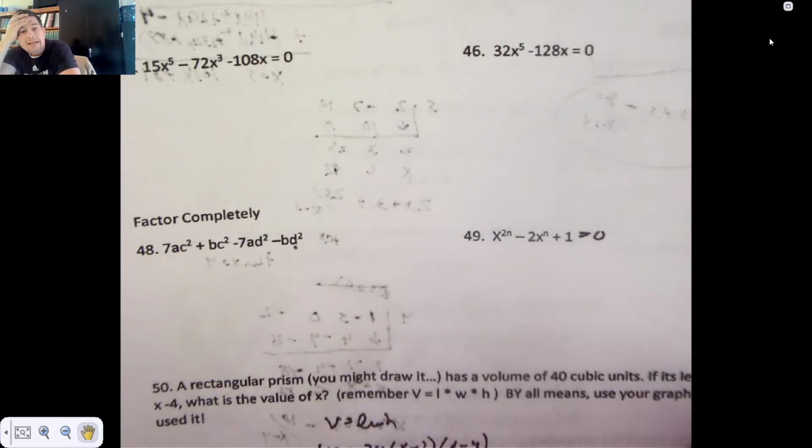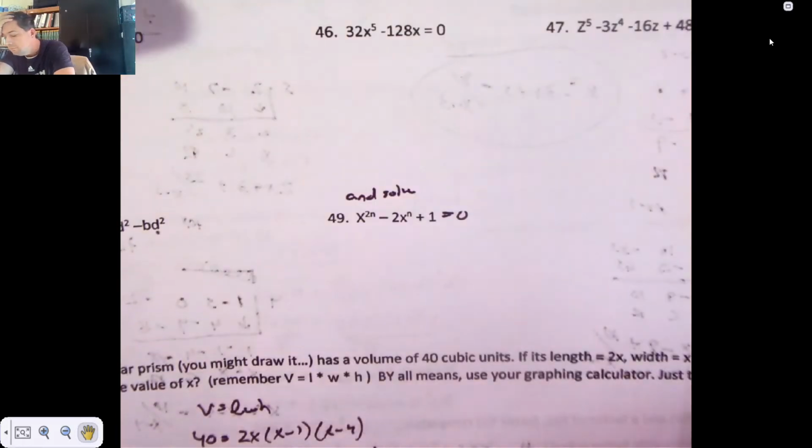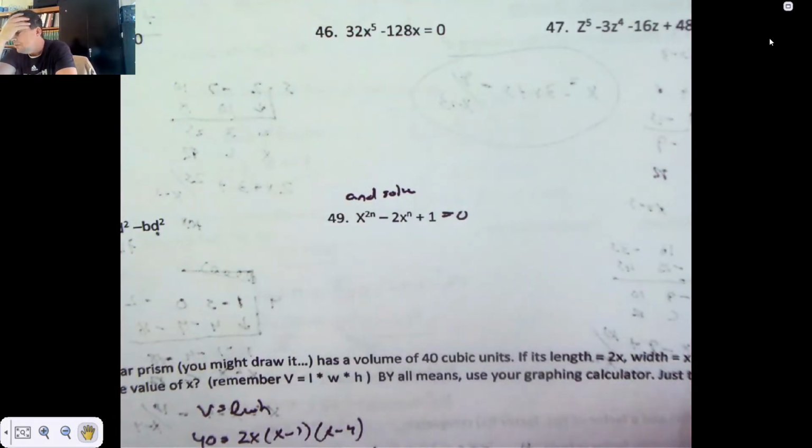So 49, let's make it factor completely and solve, because it's solvable. Even if you don't know anything yet, it's still solvable. There's a couple ways of teaching this. Some teachers teach this using what's called the U method of substitution, which I actually like, but man, it just messes with kids' minds. I'm actually a bigger fan of brute force factoring.